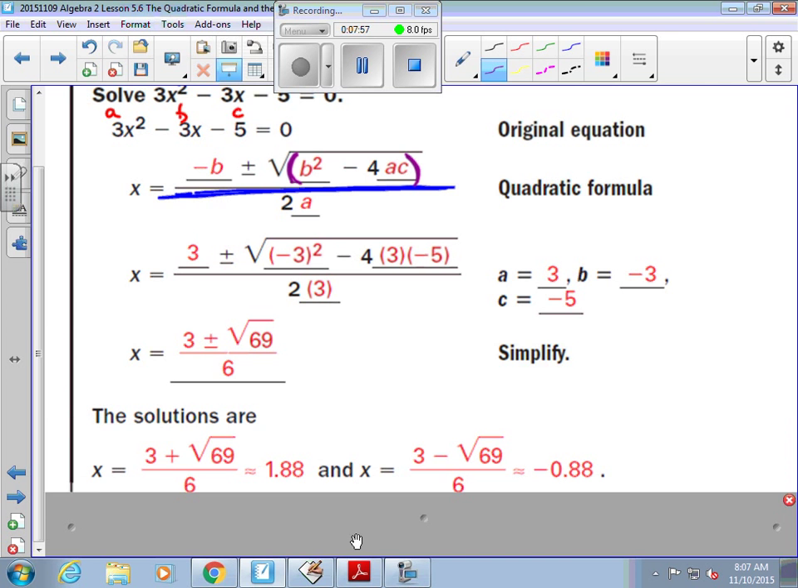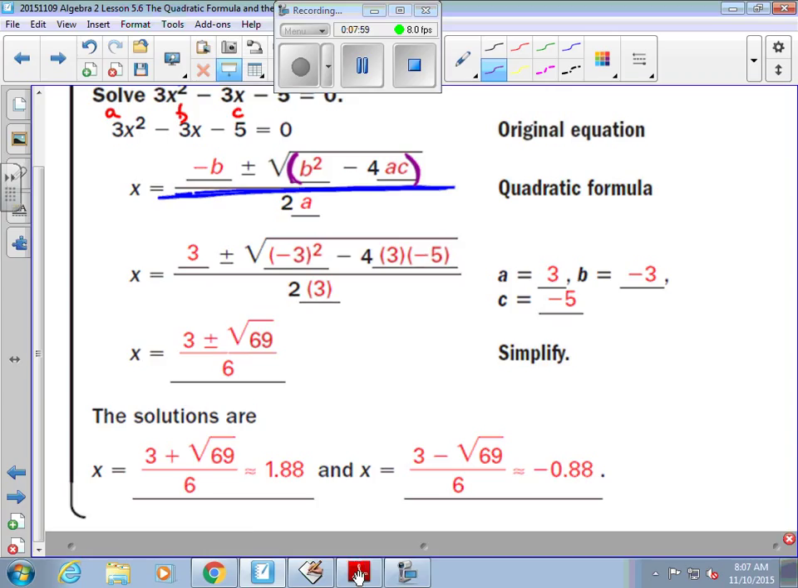So 3 plus or minus that, and all this right here is each of those separate. 3 plus the square root of 69 over 6, which is approximately, notice that little wavy equal sign, that's what this is supposed to be, everybody. You can't quite see it. This is supposed to be about 1.88. And same thing with this one. 3 minus the square root of 69 divided by 6, about negative 0.88. And both of those are real values.